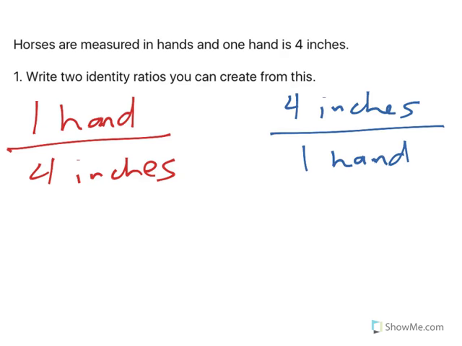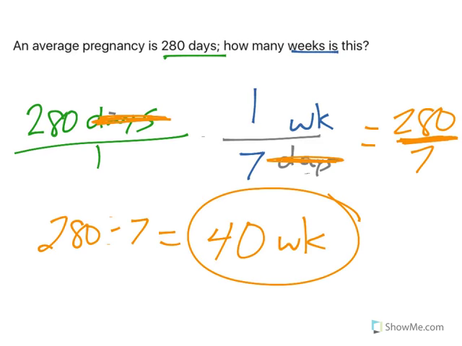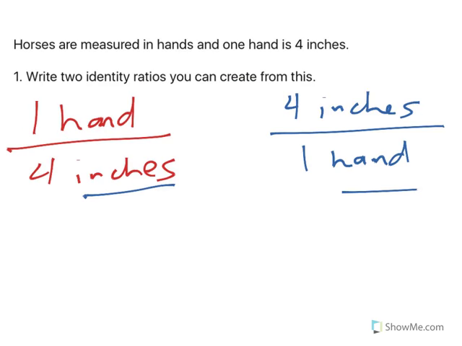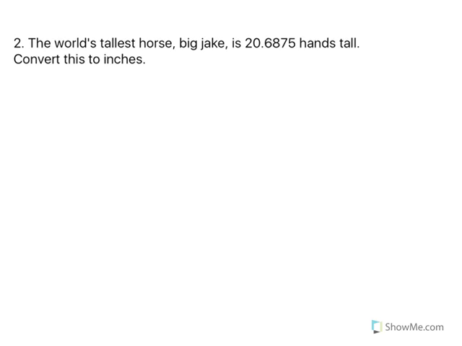And you may be thinking, why are there 2? Well, look at where your labels are. It's all about the labels being in opposite positions, one on top, one on bottom, that cancel out so you can complete the math. So it's going to depend on what we want in the bottom of what we're going to use. You've got to let what you have and where you're going dictate which identity ratio you use.